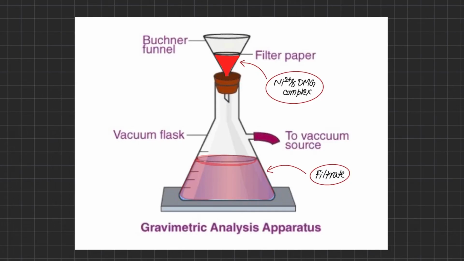So we will do the drying for about 10 minutes at a temperature of 60 to 70 centigrade. At this temperature range, the complex will not be decomposed, and the filtrate solution, which mainly contains the ethanol solution, will be removed and evaporated. So we will get the dried form of precipitates. For further calculations, we will only use the dried weight of precipitates.